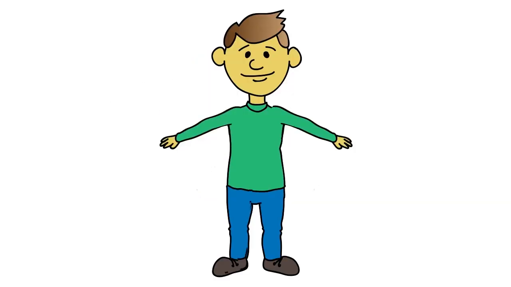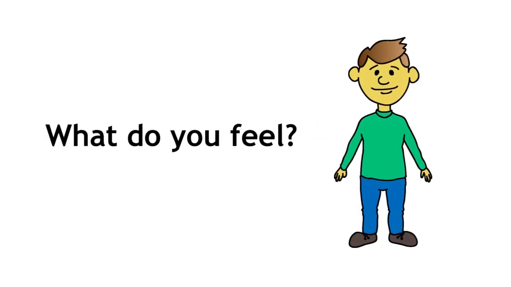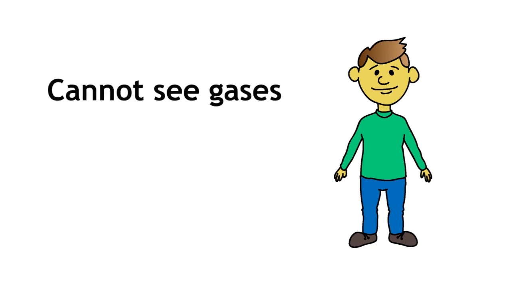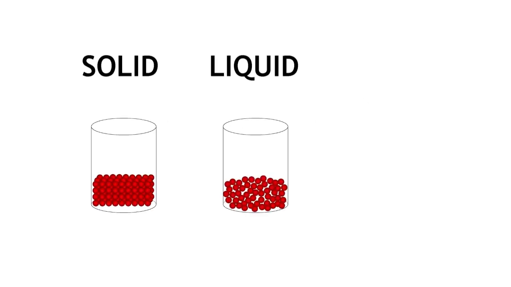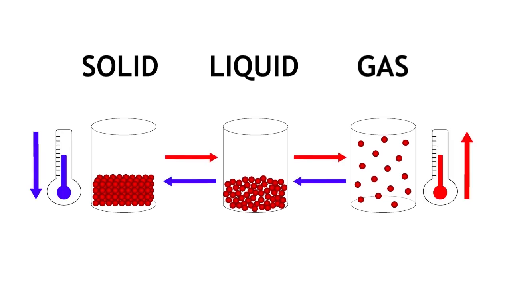Now move your arms and hands quickly around you. What do you feel? You would feel a mixture of gases called air. You cannot see gases, but you can see their effects. Materials of all types can be changed into solids, liquids, or gases by changing their temperature.